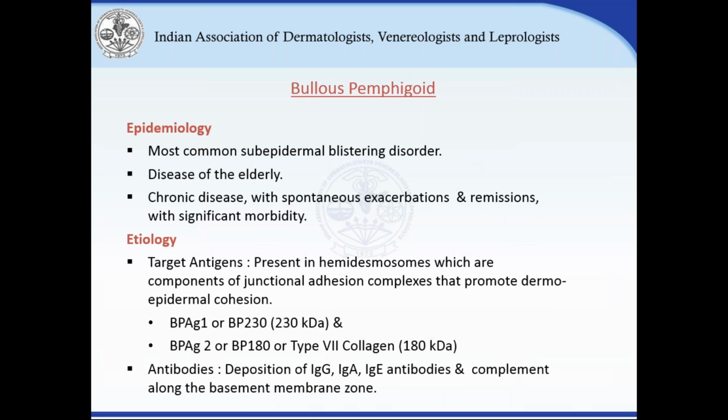Now we'll come on to the pemphigoid group of disorders. If you remember, pemphigus is intraepidermal. Pemphigoid means the basement membrane or just underneath that. So most common is bullous pemphigoid, a disease of elderly, usually 60 plus. It's a chronic disease with spontaneous exacerbations and remissions.